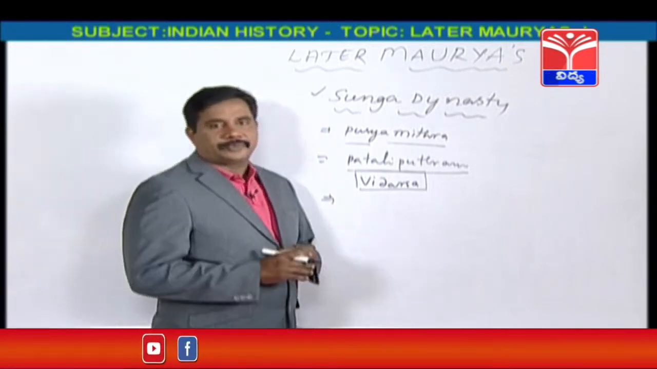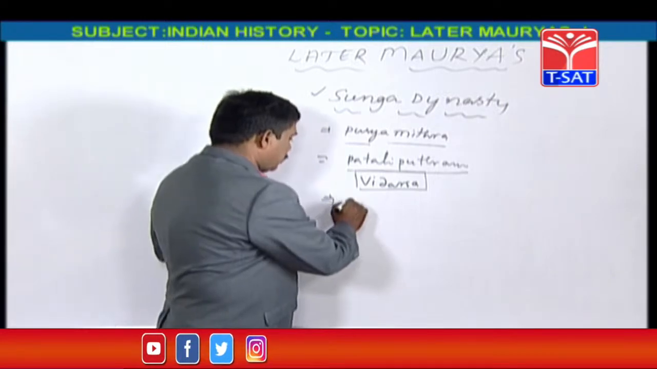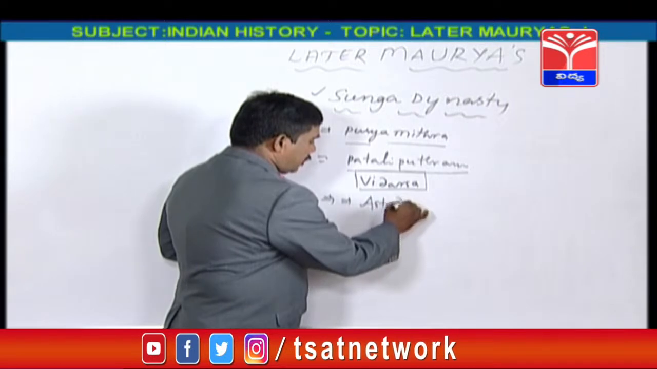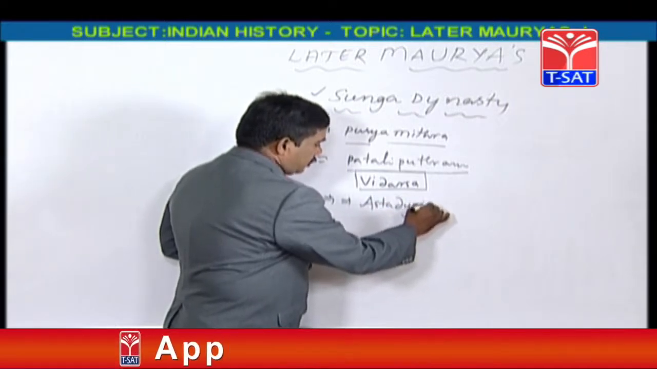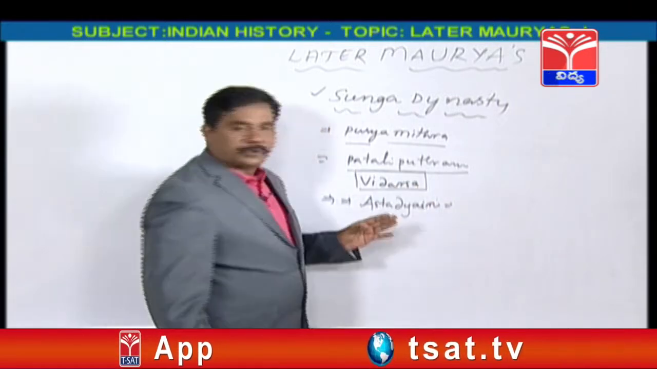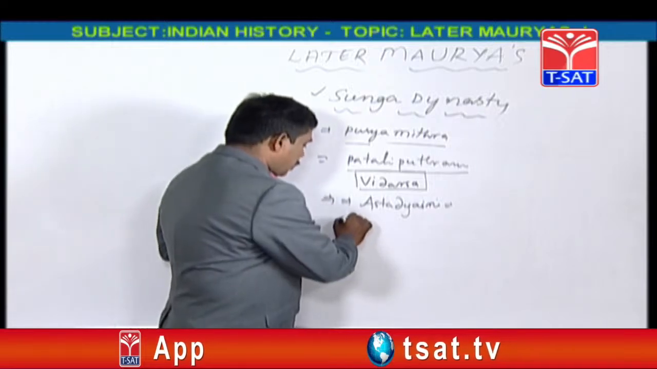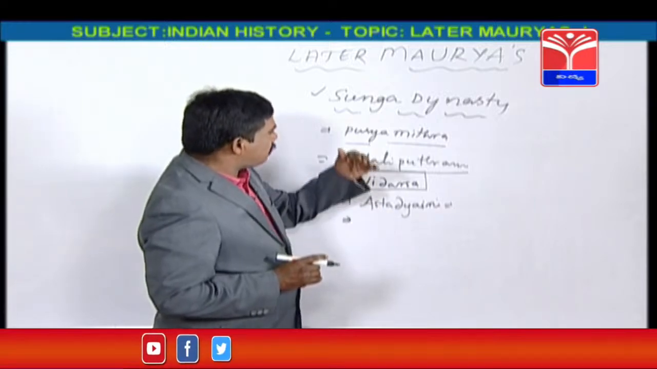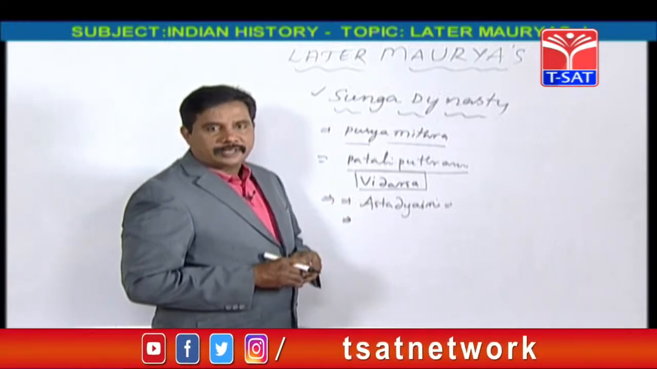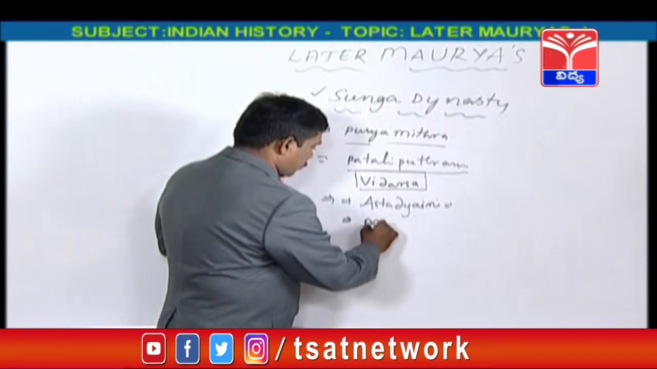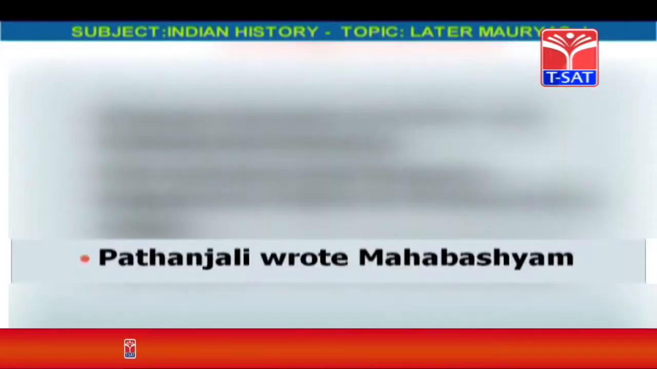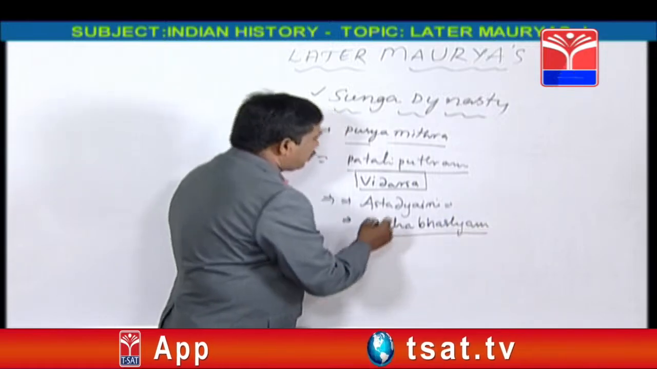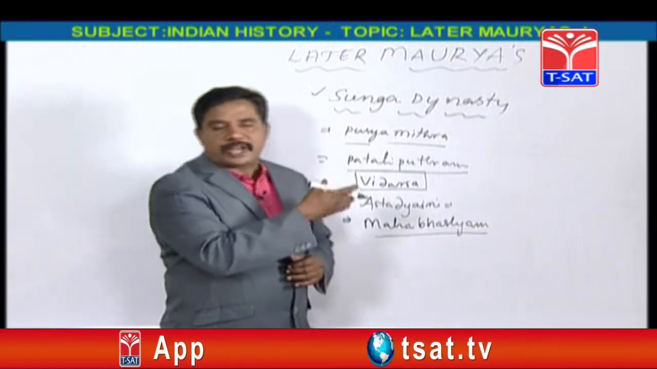Especially we have some books. That is Panini's Ashtadhyayi. Panini's Ashtadhyayi is the most important book. And Patanjali. Patanjali was in the period of the Shungas. He wrote the Mahabhashya. Patanjali stayed in the period of the Shungas.